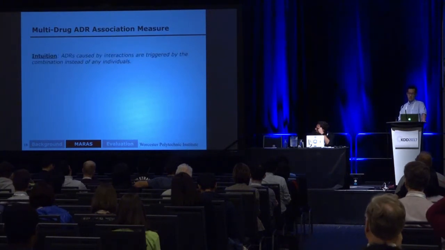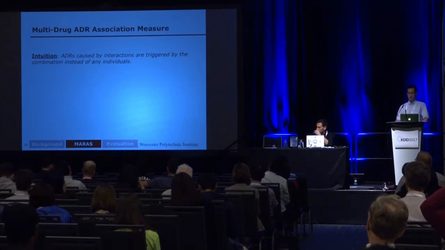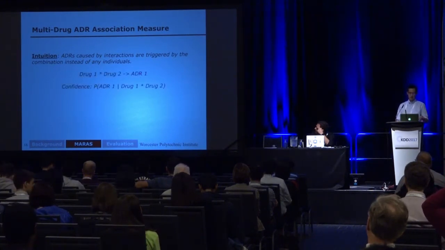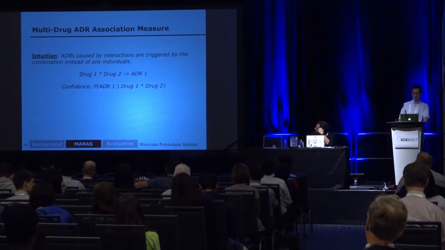So we propose a measure. The intuition behind this measure is that ADRs caused by interactions are only triggered by the combination, but not by any individual drug. So let's consider a case. You have drug A and drug B, and it triggers ADR1. And let's say you have a very high confidence, 90%. Does it actually say that drug 1 or drug 2 are interacting?